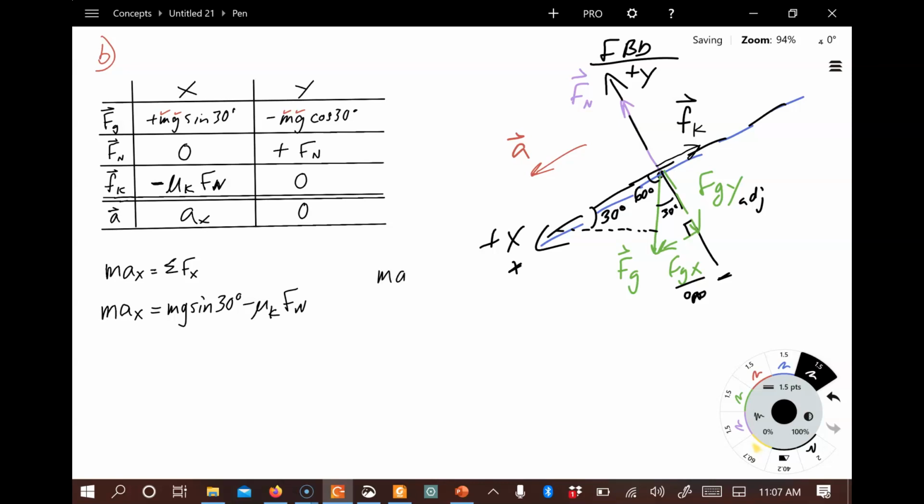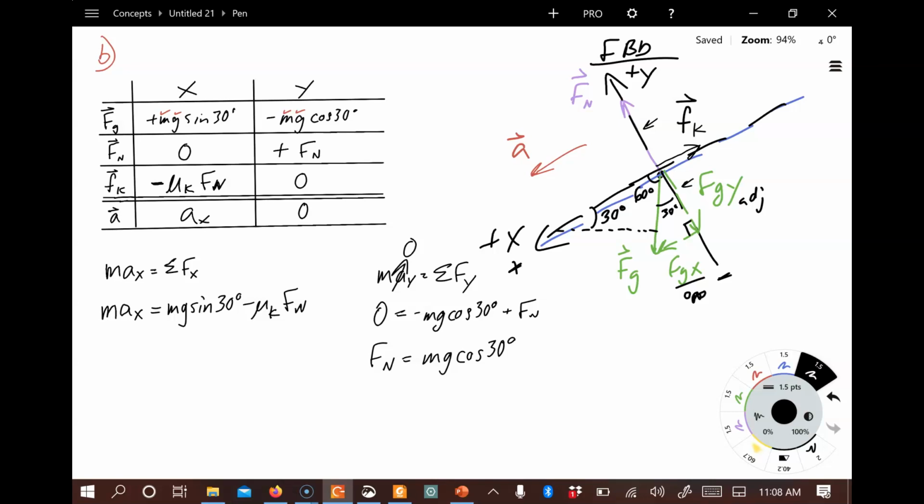All right, and we can also look at the other direction here. So m ay, sum up the y components. So we got an a is 0 here. We got 0 is equal to minus mg cosine 30 degrees plus Fn, and that lets us solve for Fn. Fn is going to be equal to mg cosine 30 degrees. And that kind of tells us that the normal force here is balanced by the y component of the gravitational force, so that the object isn't flying off the ramp or crashing through it.